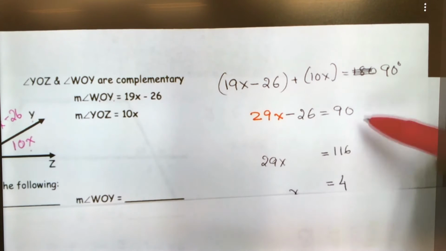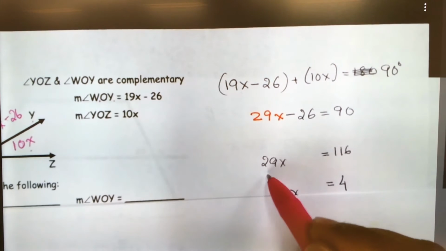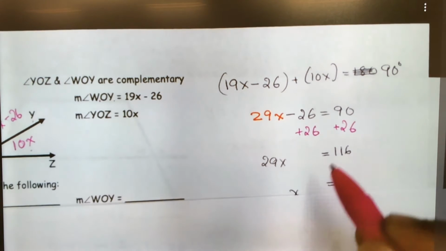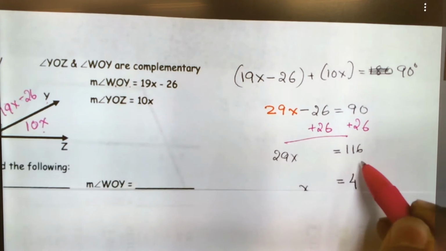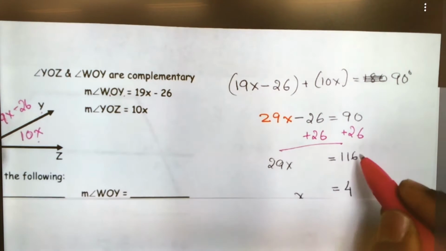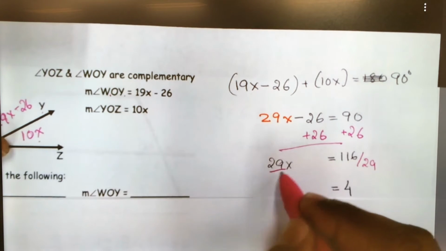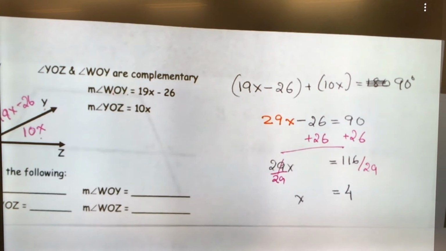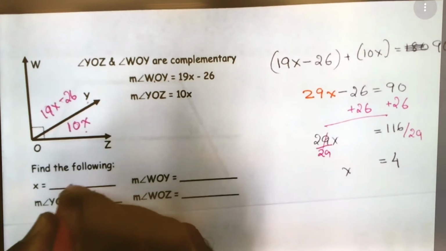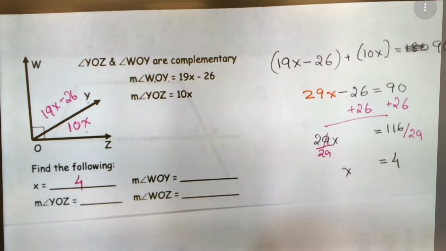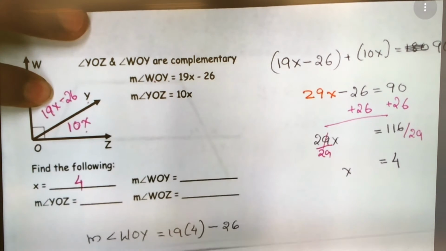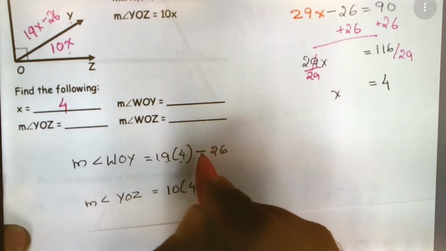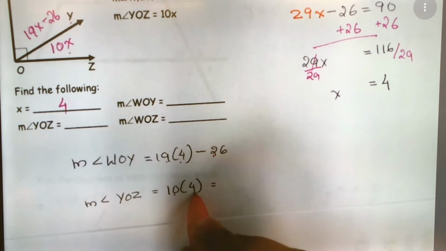So add 26 on both sides. I will get 29x is equal to 116. Then divide by 29 on both sides. So 29 is cancelled out, and you get x is equal to 4. Once I have x is equal to 4, I need to find the measure of each of those angles. So plug in 4 for x.